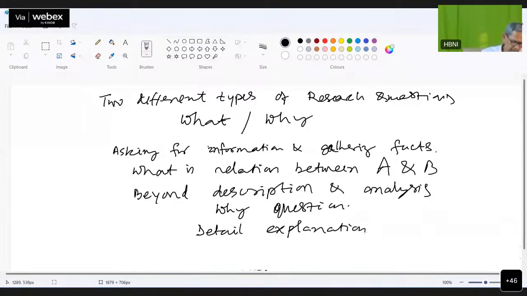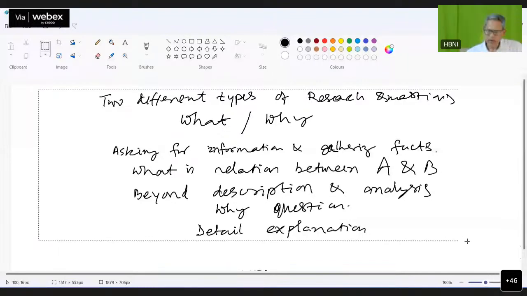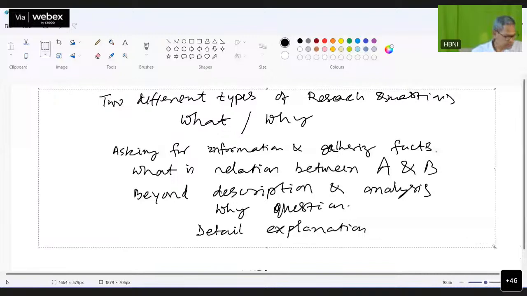Just investigating a fact is what: collect information from data. Why it is happening requires detailed explanation. So you must identify whether your research topic is what or why, and whether it is quantitative or qualitative.